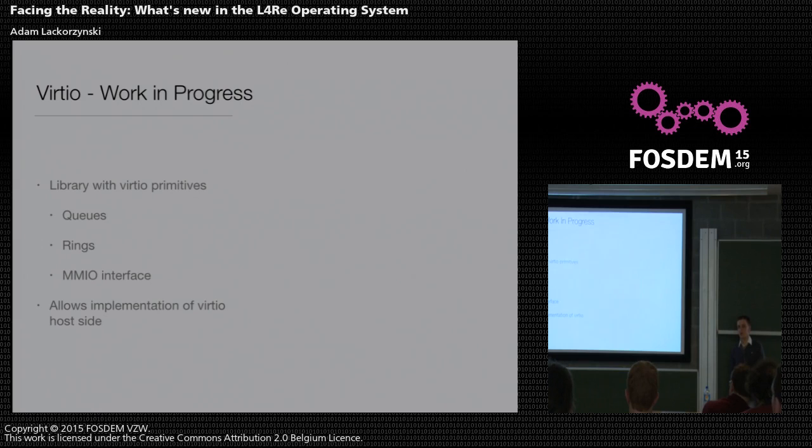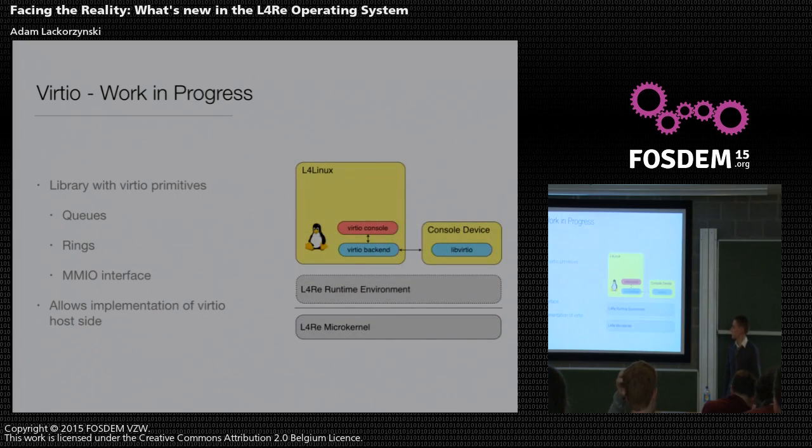Then we added a client library for virtio support. This is still ongoing work. This library implements or provides the basic virtio primitives like queues, rings, and the MMIO interface. It allows you to implement the host side of a virtio device, so basically the device emulation. And this looks like that.